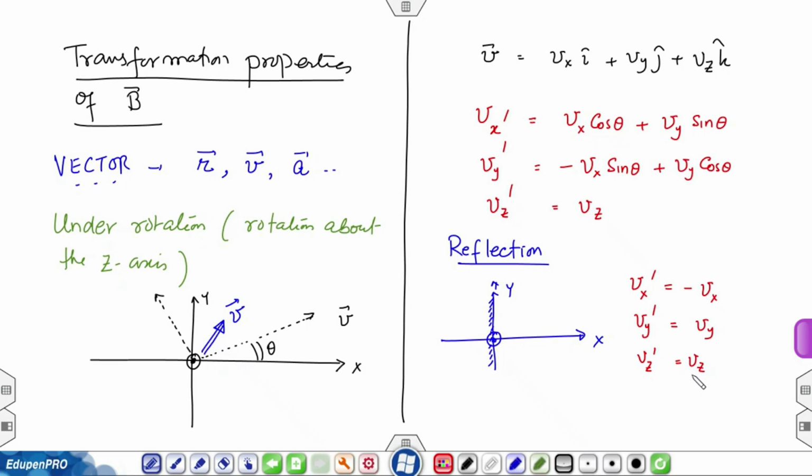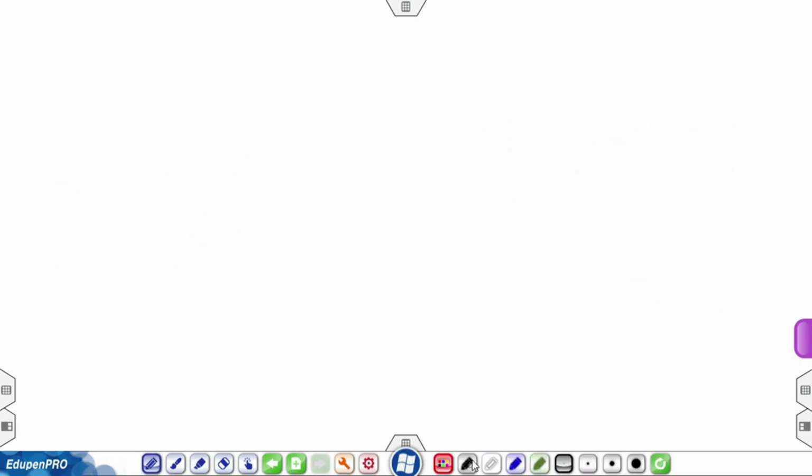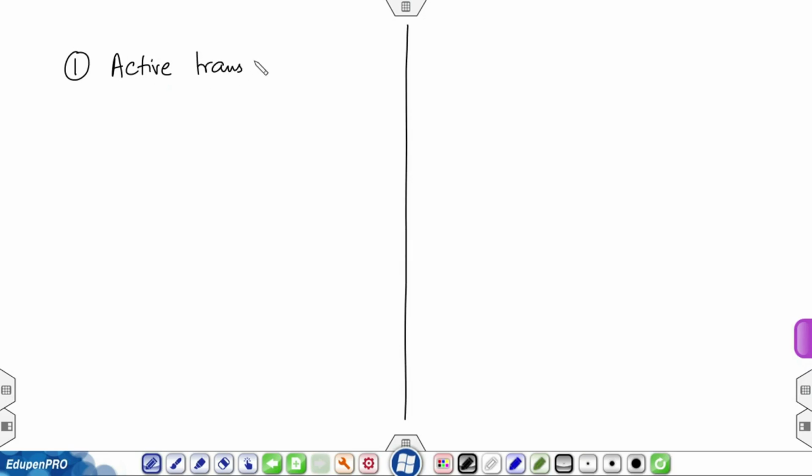You notice that in this case, I am not saying what I am reflecting. Am I reflecting the system or am I reflecting the axis? If I reflect the system, a point from here goes here. If I reflect the axis, the axis changes direction. So, before I go any further, let me just tell you about what two ways of transforming are: number one, active transformation, and two, passive transformation.